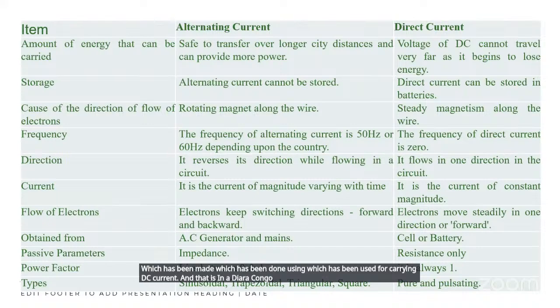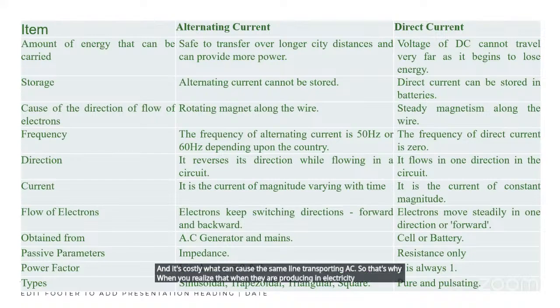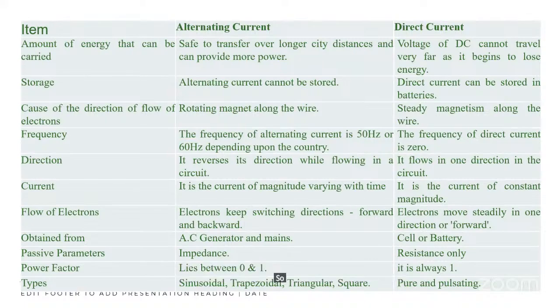It is from Inga to Shaba, and it's costly, 10 times what the same line transporting AC would cost. So when they are producing electricity, generally it is produced in DC form, and we have to transform it into AC to be able to transport that energy where it can be used.